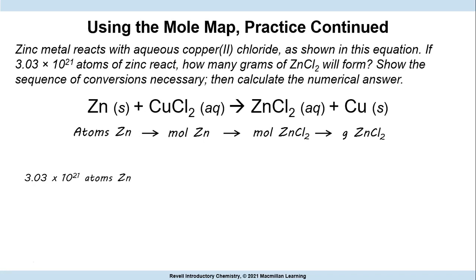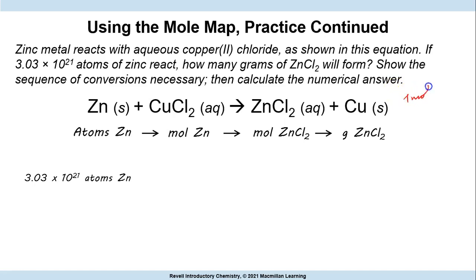So we have 3.03 times 10 to the 21 atoms of zinc. Now, for us to convert from atoms to moles, we are going to use Avogadro's number. And we know that 1 mole is equivalent to, here we know that the atoms will be found at the bottom. So we are going to use the conversion.